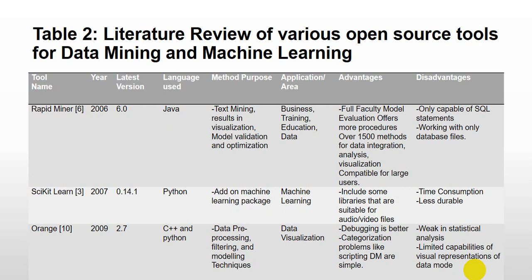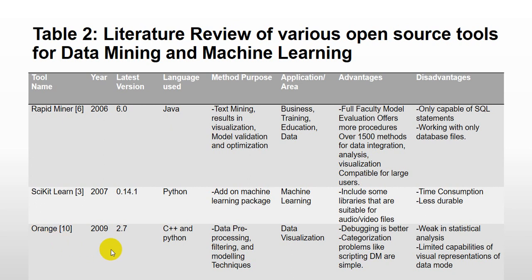Next tool is scikit-learn. It came in the year 2007. Latest version is 0.14.1. Language used by this tool is Python, and it is an add-on on machine learning package. It's mostly used in the area of machine learning. Its advantage is that it includes some libraries that are suitable for audio or video files. Its disadvantage is time consuming and less durable.